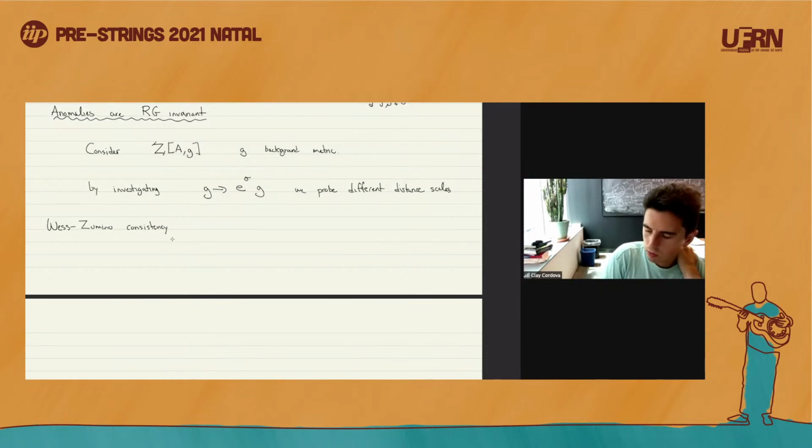What is the Wess-Zumino consistency condition? You take the partition function Z of A, G. You first take the variation with respect to lambda. So this lambda is the gauge parameters for the background fields. And then we take delta sigma of the above. This sigma here is this sigma here. So this is the scale variation.